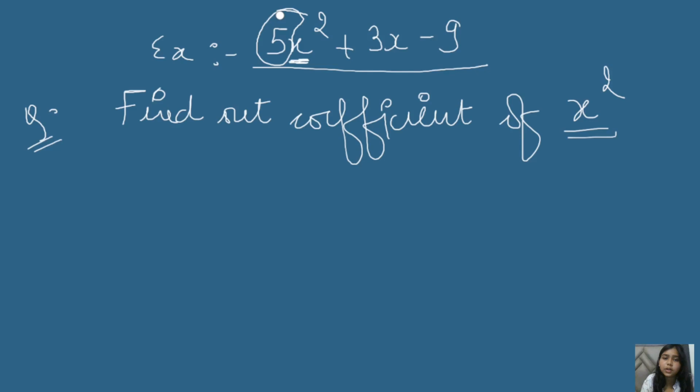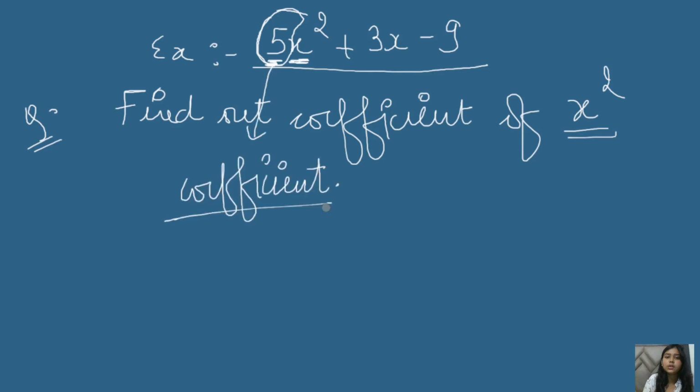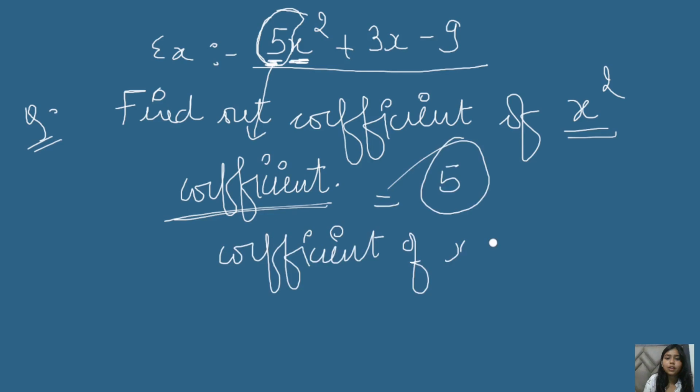So the constant which is present with the x square will be known as the coefficient, as I have already showed you in one of my flow charts what is coefficient and what is terms. So in this case, the coefficient of x square will be 5. If the question is find out the coefficient of x, then we know that the coefficient of x is 3.